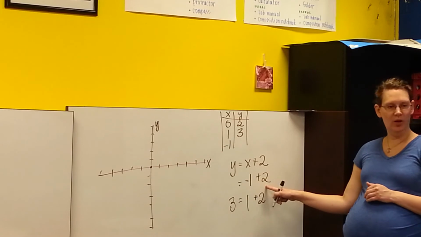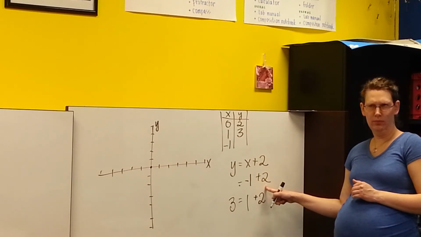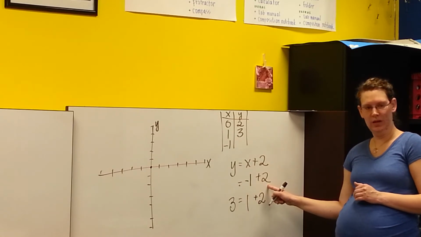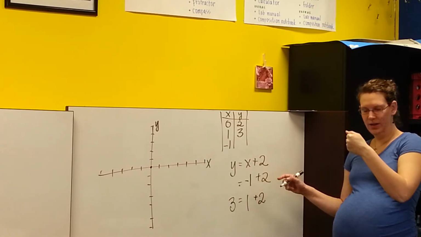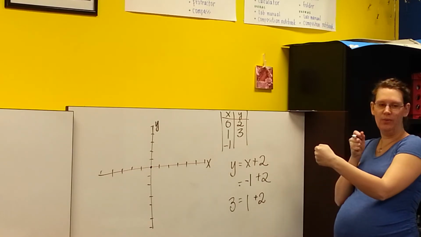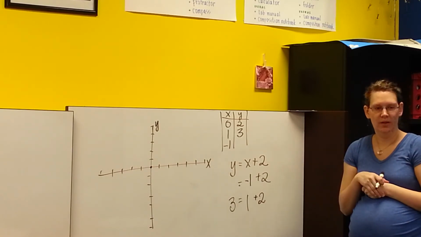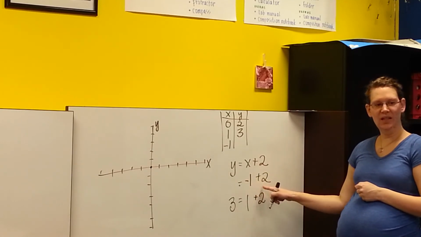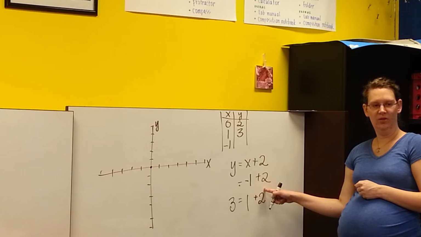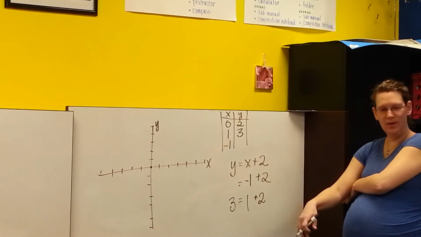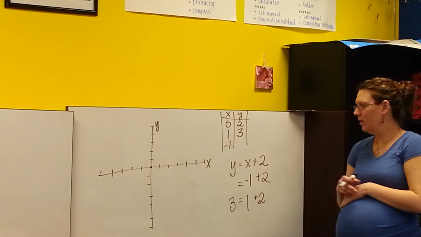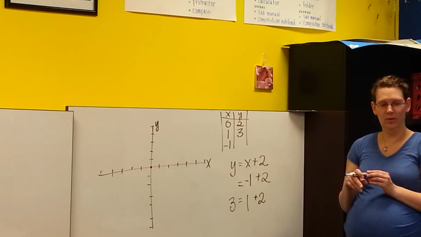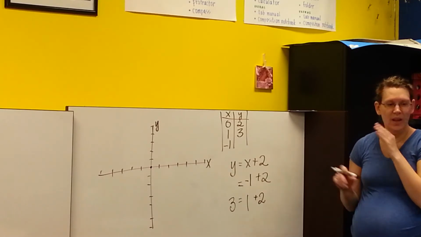Negative 1 plus 2. Think about it on the number line. If you start at 0 and you go negative 1 and you add 2, where do you end up? Negative 1 plus 2. You can switch them. What do you see when you switch them? What's the answer? Think about it.